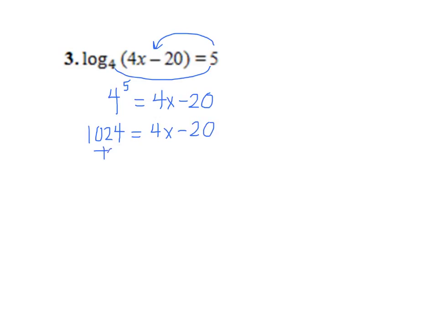I'm going to add 20. So this gives me 1,044 is equal to 4x. So x is going to be equal to 261. Is that right? I'm going to check on my calculator. 1,024 plus 20 divided by 4 is 261. I'm right. That's how you do that one.